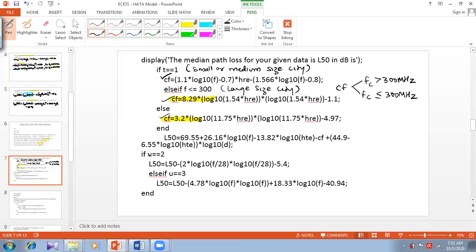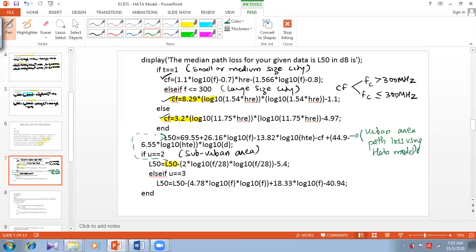Let us consider he is checking if u is equal to 2, which will indicate it is a suburban area. So we have to use the formula for suburban, which would be L50, which we just calculated here. We have calculated the L50 value in this step. This is your urban area path loss using the Hata model. We have just computed that value, which is to be used here.